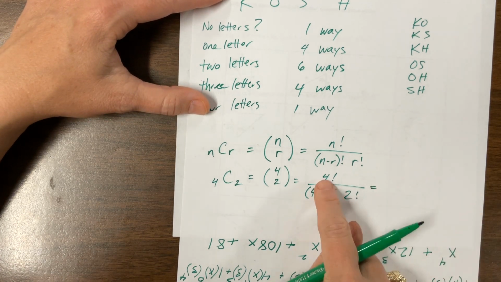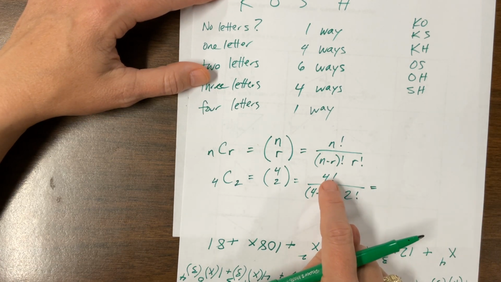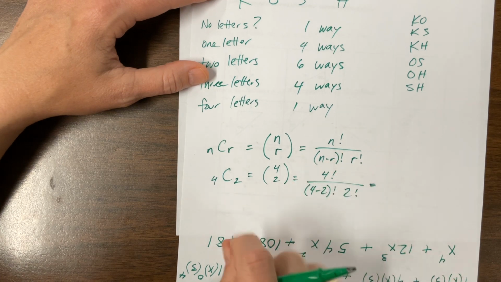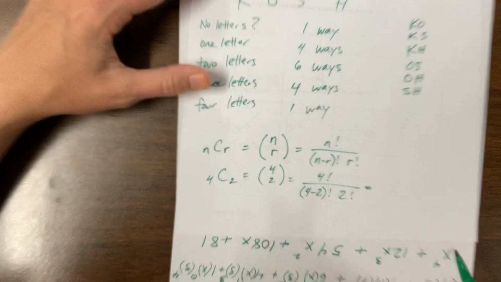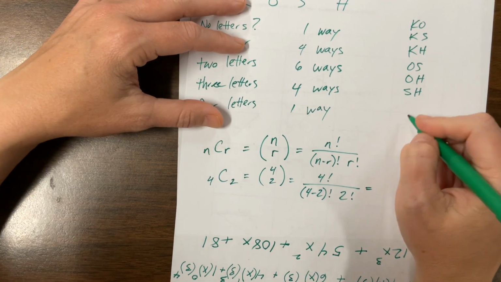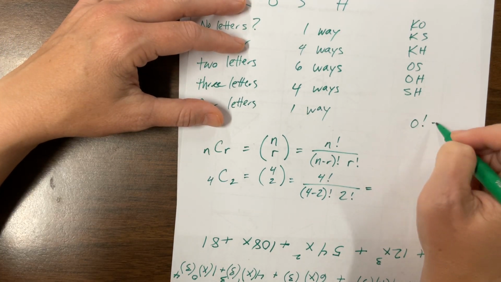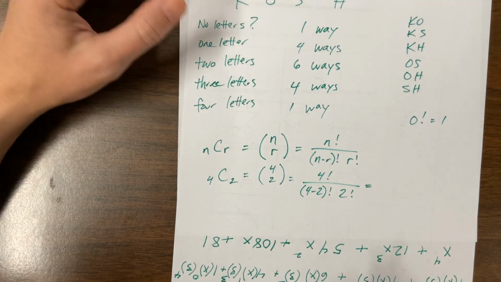Well, what does this mean? A factorial means we're going to start with this value, and we're going to multiply by all the integers going all the way down to 1. Side note, 0 factorial is defined to be 1, and we'll talk about that in a second.